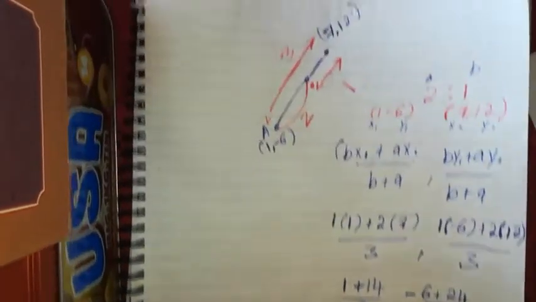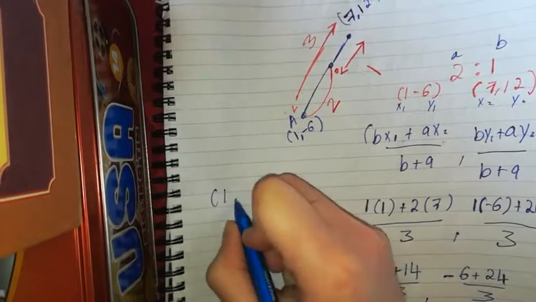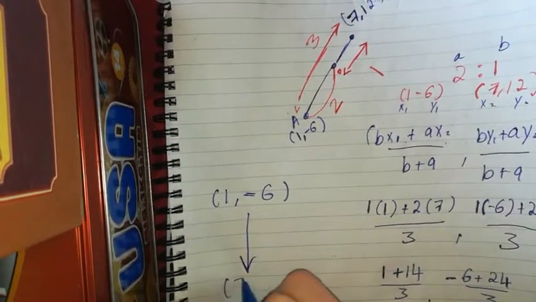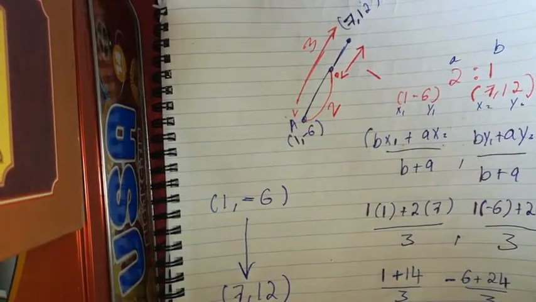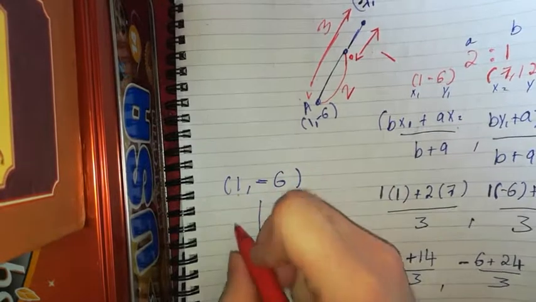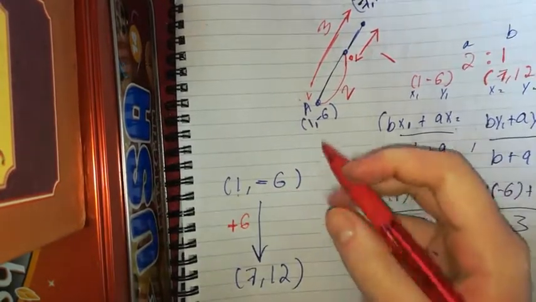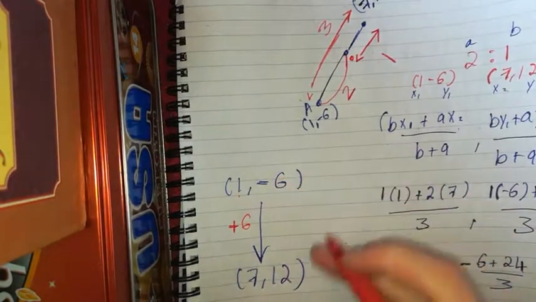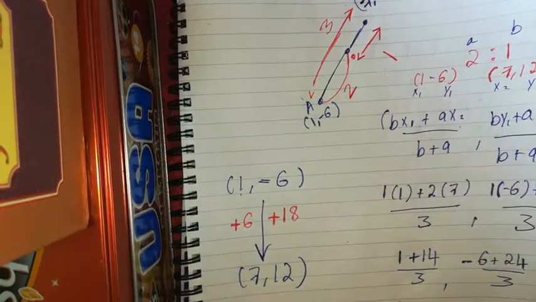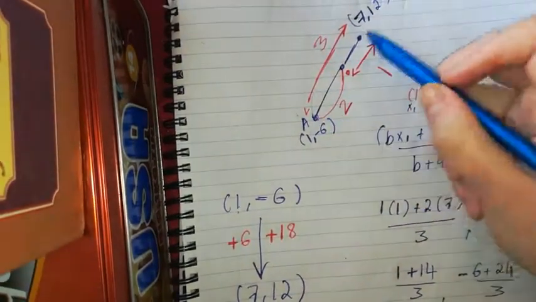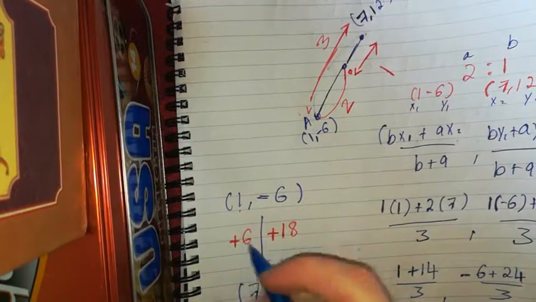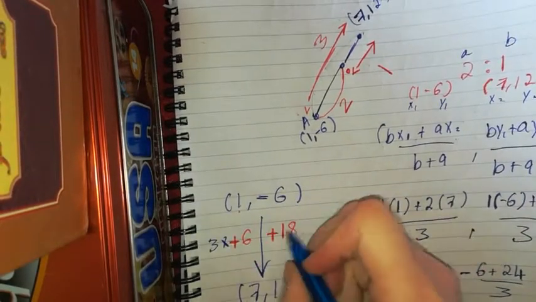Or we could have said, well, the distance from here to go to (7, 12) is 3 out of 3. But if we just want to go 2 out of 3: from here to here we add 6, and from here to here we add 18. If that's 3 out of 3, say we divide it into x and x and x, that's 3x, and that will be going up 3x.